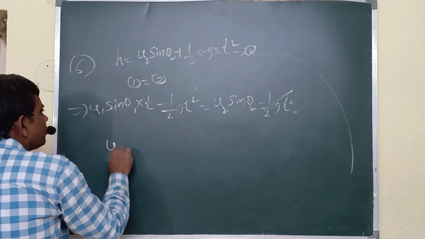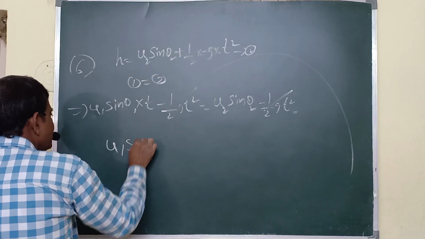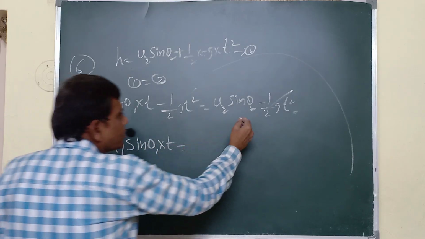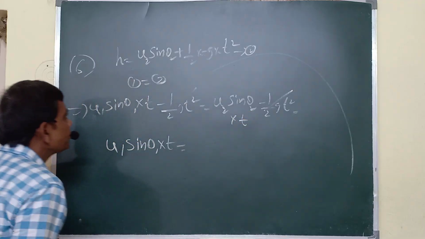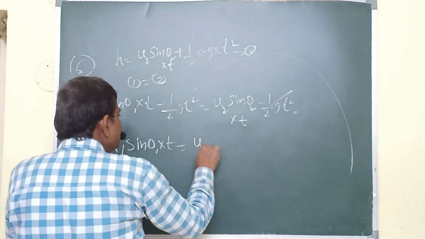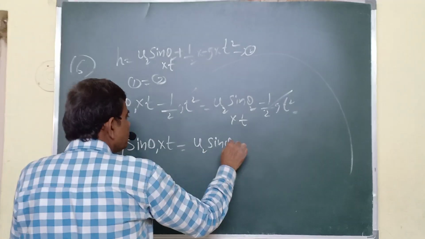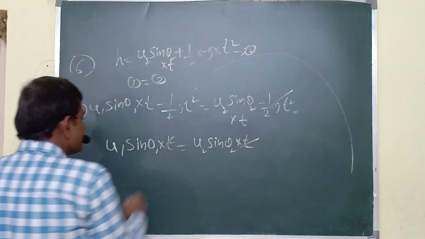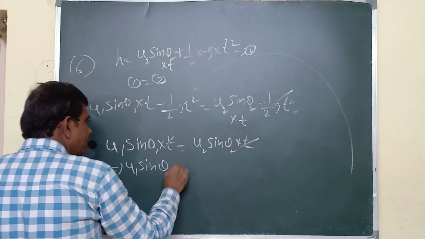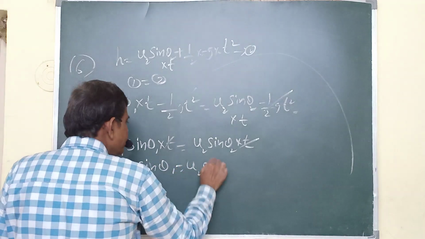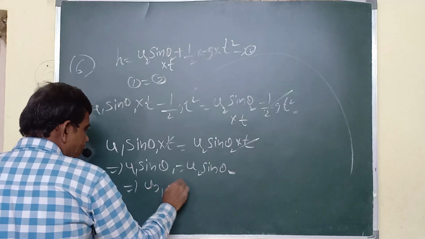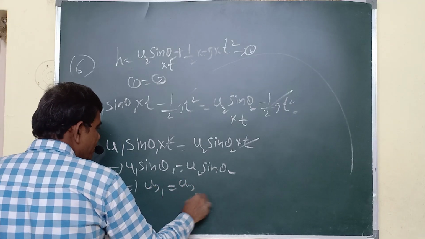u1 sin theta 1 into t equals u2 sin theta 2 into t. The t also cancels. Finally what I am getting is u1 sin theta 1 equals u2 sin theta 2.